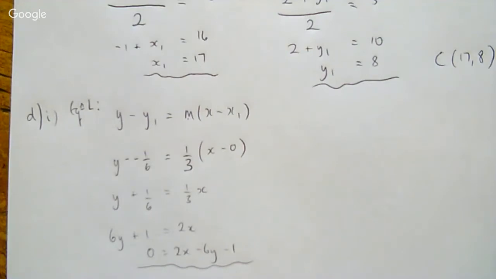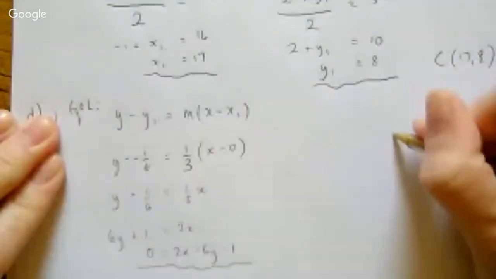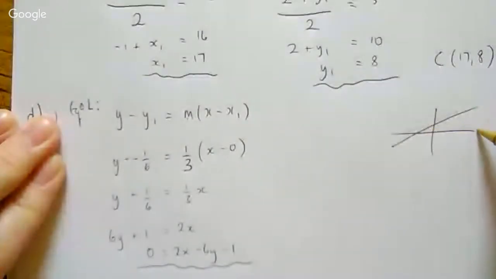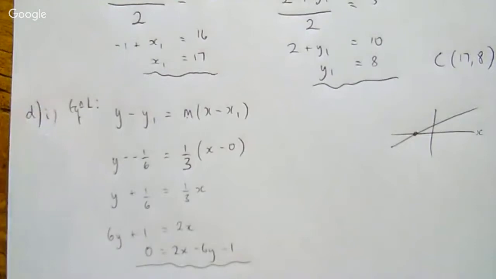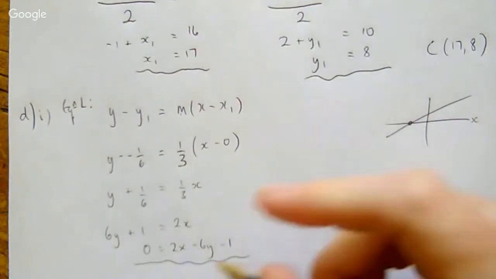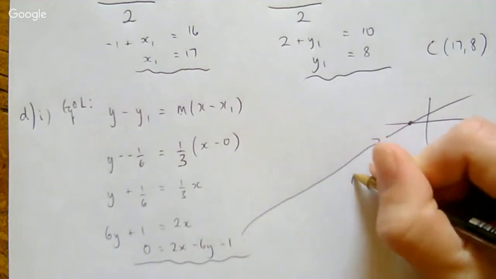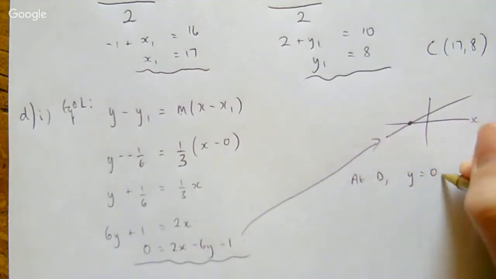It says find the coordinates of D. Okay, now what I was told is that the line L intersects the y-axis at the point (0, -1/6) and the x-axis at the point D. Now, if we think of what the axes would look like, if I've got a line, say it looks like that generically, if it is intersecting the x-axis, we know something about the y-coordinate. We don't know what the x-coordinate is, but we know the y-coordinate must be 0. And we know the equation of this line is the one I just worked out. So I can say at D, y is equal to 0.